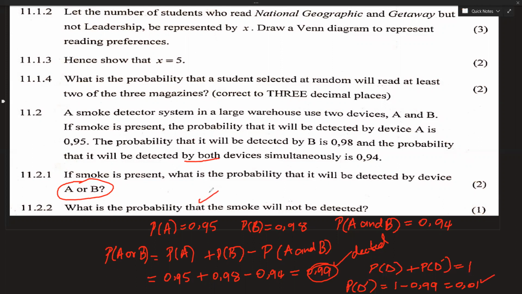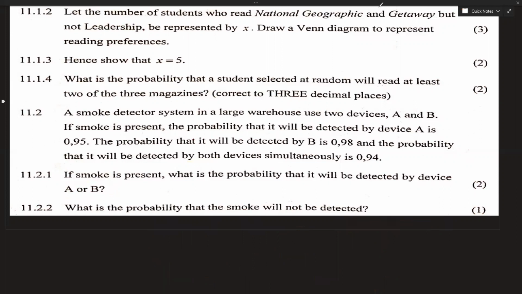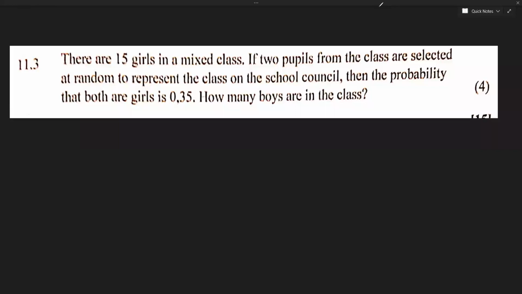Okay. So ladies and gents, we're going to go to the last question of this section. We're going to the last question now. Let's see. So on the last question, they say there are 15 girls in a mixed class. If 2 pupils from the class are selected at random to represent the class on the school council, then the probability that both are girls is this, right? How many boys are there?